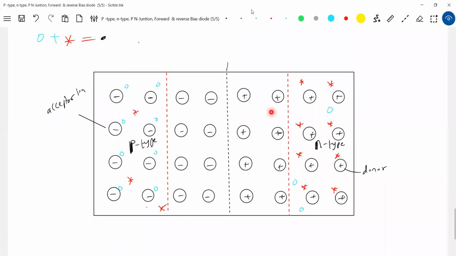Why does the diffusion stop? You get the electric field now. Go back to electrostatics: there's a positive charge there, negative charge there. The electric field will always be from the positive charge to the negative charge. So here we'll get an electric field. For better learning, show that E bar very clearly in your notebook. Those who are writing, this E bar should be visible. Okay, this is the electric field.